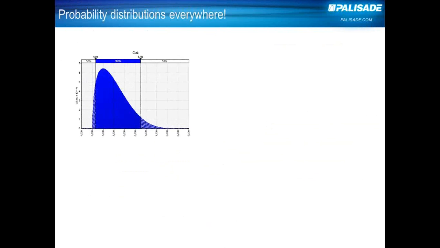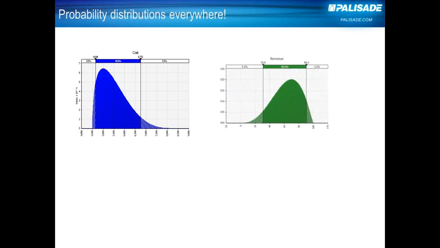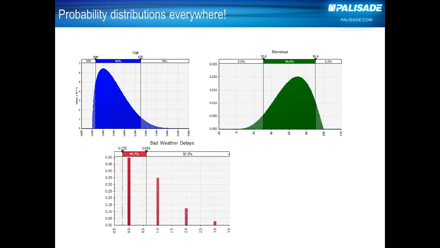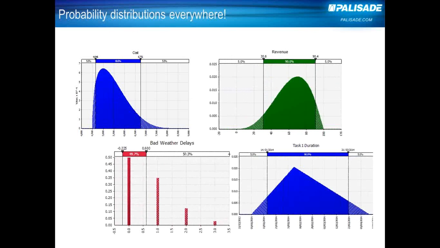And so when we start to look around, as I said, you start to see these probability distributions everywhere. Cost is one of the things that we're going to be looking at today, but revenues, risk events, bad weather delays or earthquakes or what have you, durations, these probability distributions exist pretty much everywhere you look. And the idea of @RISK is that we incorporate these into our model.